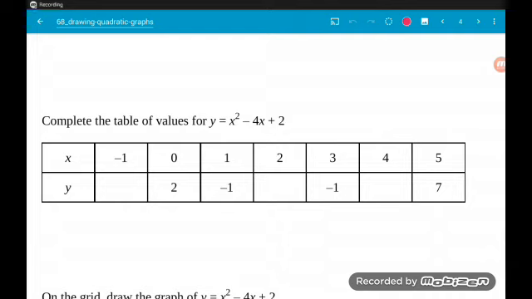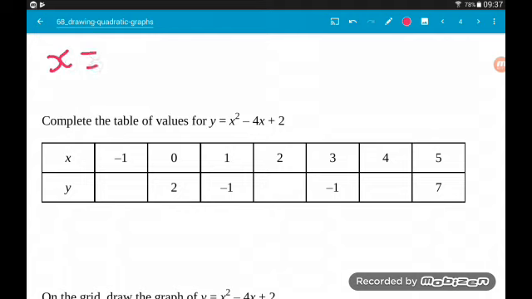Okay, question 3. Similar setup again. Complete the table of values for y equals x squared minus 4x plus 2. So our first missing y value is when x equals minus 1. So when we get our pen out, it works better.